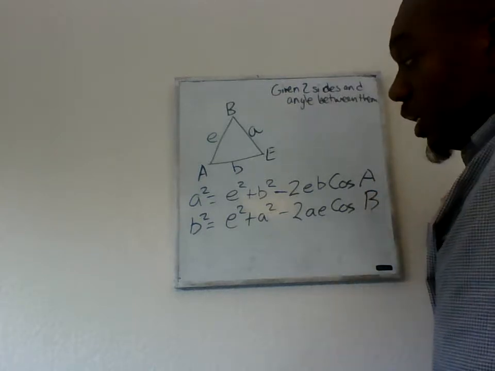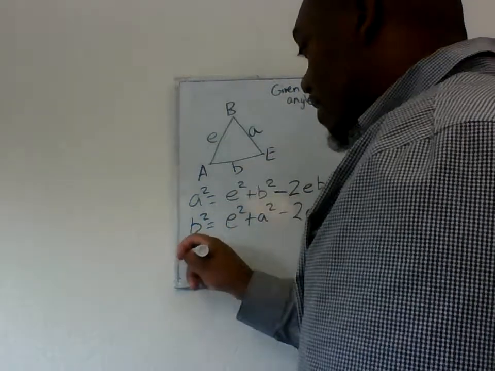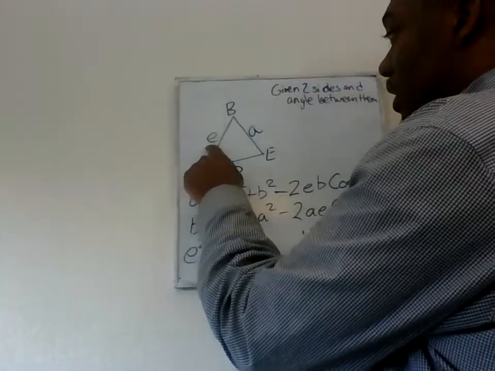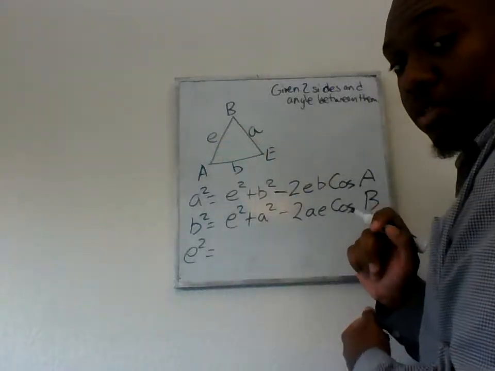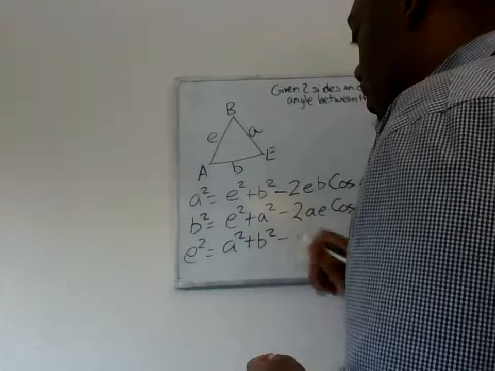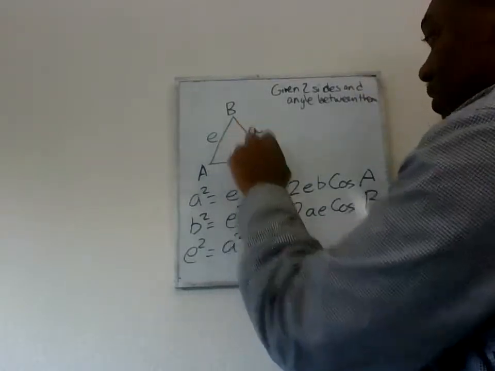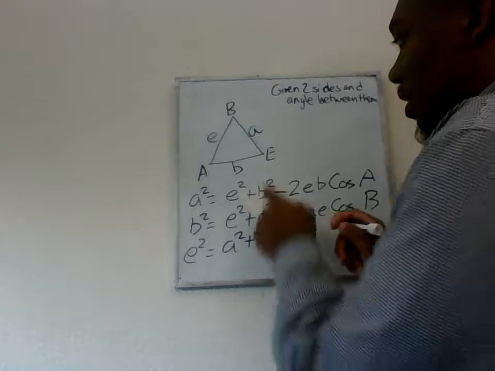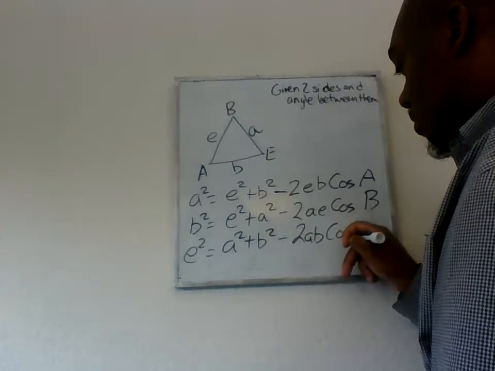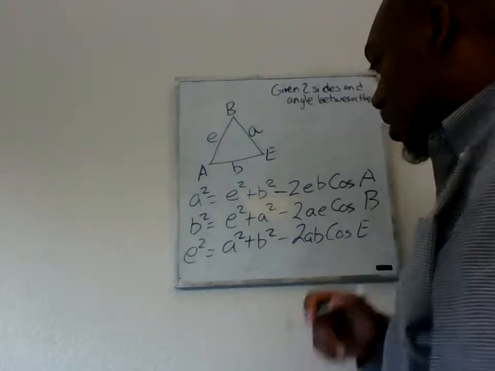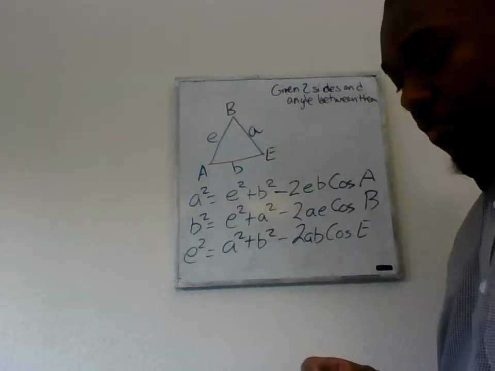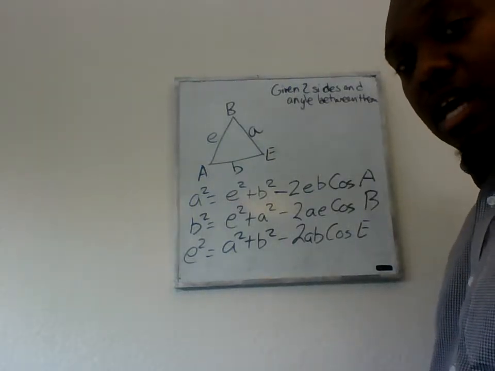Okay? Well, lastly, let's see how you can find E. So E squared would be equal to, well, here's E. This would be the information we use to find E. So we have A squared plus B squared minus 2 times multiplying those two sides, AB, cosine of E, because that's the angle between them. That's the angle opposite of the side we're looking for. All right, and that's it every time.